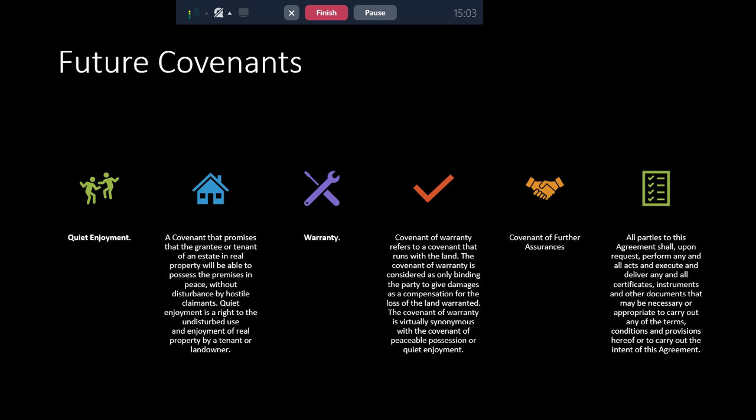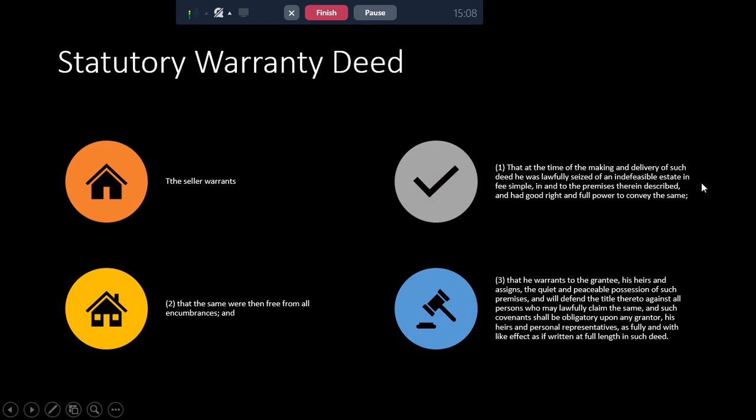Then we come to the statutory warranty deed. This is what the seller warrants in the statutory warranty deed: that at the time of the making and delivery of the deed, he was lawfully seized of an indefeasible estate in fee simple in and to the premises therein described, and had good right and full power to convey the same, and also that the same were then free from all encumbrances, and that he warrants to the buyer and his heirs the quiet and peaceable possession of the premises.